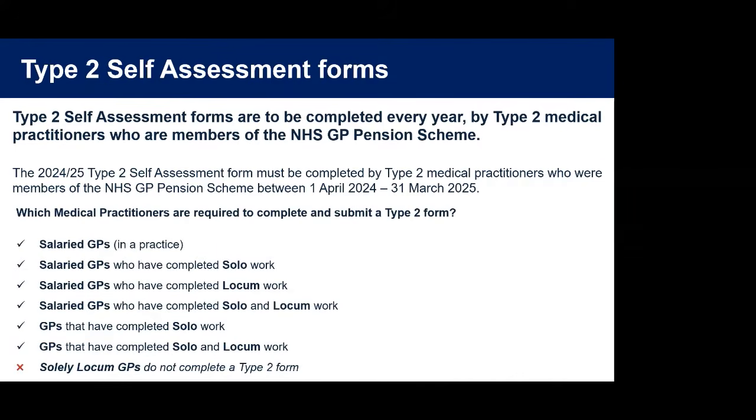So who completes the Type 2 form? A salaried GP that's just been working in a practice will need to complete the Type 2 form. A salaried GP who's also been completing solo work will need to complete the Type 2 form. If you're a salaried GP and have been completing locum work, you'll need to complete the Type 2 form. And if you're a salaried GP that's been completing solo and locum work, you'll also complete the Type 2 form. GPs that have just completed solo work will also need to complete the Type 2 form, along with GPs that have completed both solo and locum work.